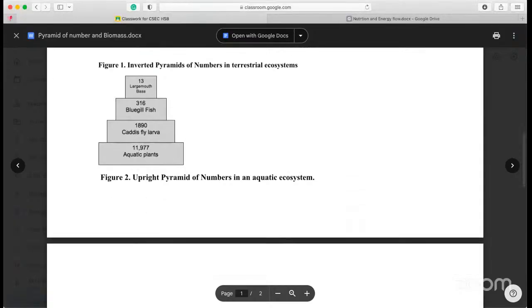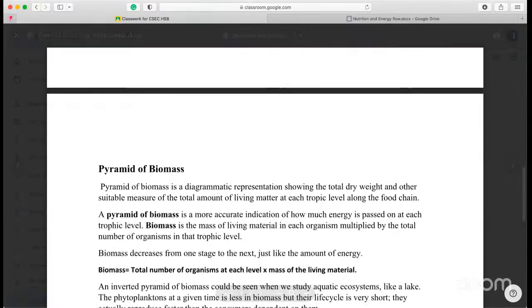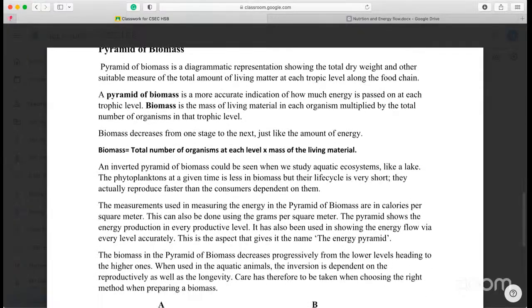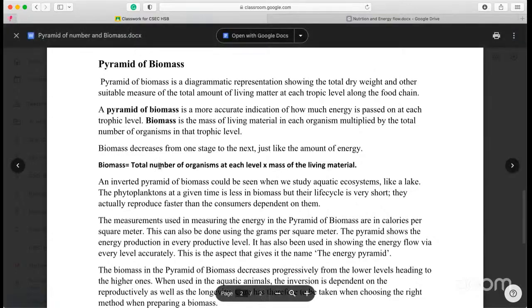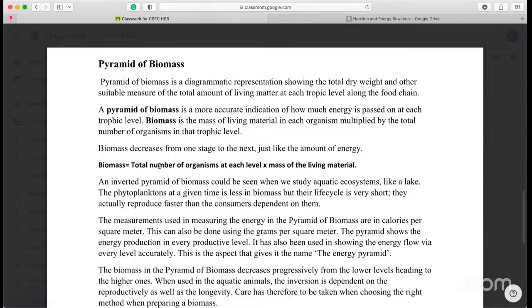And the last pyramid we're going to talk about is the pyramid of biomass. The pyramid of biomass is a diagrammatic representation that shows the total mass of a particular organism or living matter at each trophic level along the chain. So this one takes into consideration biomass. And biomass, we work it out by finding the total number of organisms at the level multiplied by their mass.